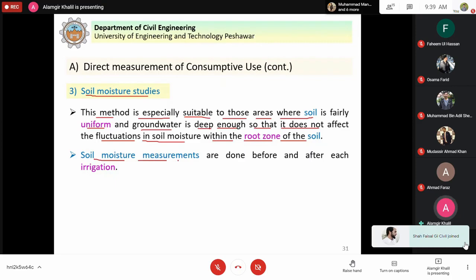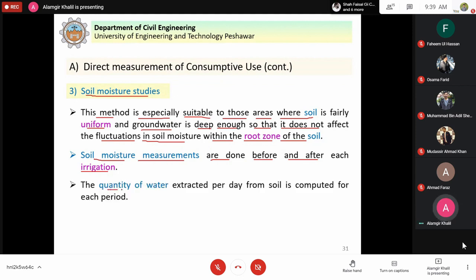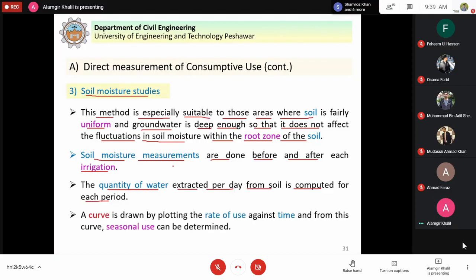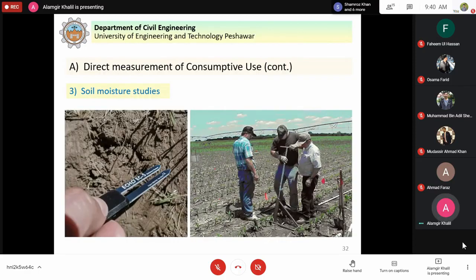Soil moisture measurements are done before and after each irrigation. The quantity of water extracted per day from soil is computed for each period. A curve is drawn by plotting the rate of use against time, and from this curve, seasonal use can be determined. So here you can see that in soil moisture studies, we need to measure the soil moisture before and after irrigation.